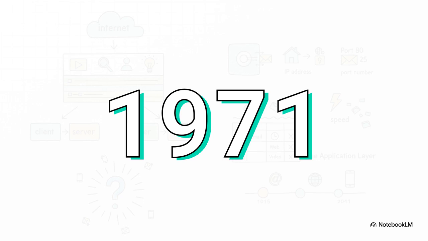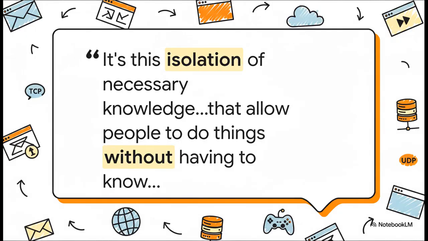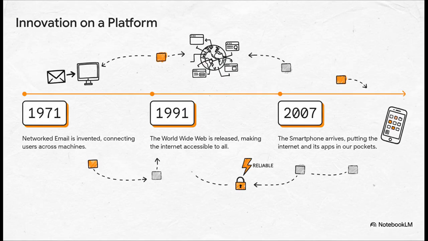It's wild. This quote from Vint Cerf, one of the fathers of the internet, just hits the nail on the head. Because of this layered design, an app developer doesn't need to know anything about fiber optic cables or Wi-Fi signals. All they need to know is how to open a socket and speak a protocol. This isolation of knowledge means anyone with a good idea can build something amazing. And boy, did they invent things.